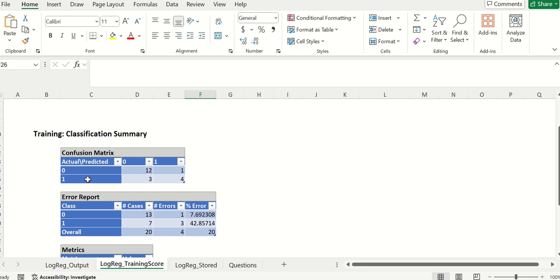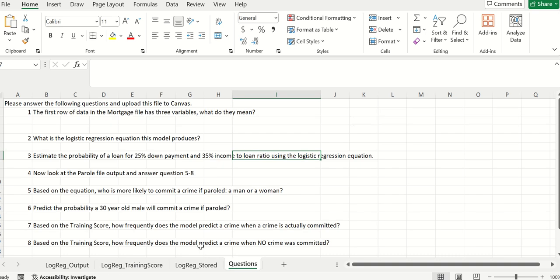Same goes here. If the model predicted that a crime would be committed, 4 times a crime was committed. However, 3 times it didn't happen. And so the confusion matrix here is set up from: I predicted a crime and a crime was committed. That's 4 times out of a total of 7 opportunities. All right? So hopefully that's beginning to get you to see what's going on there.